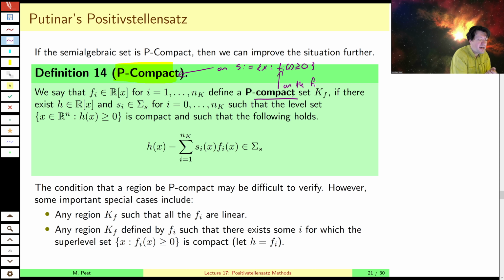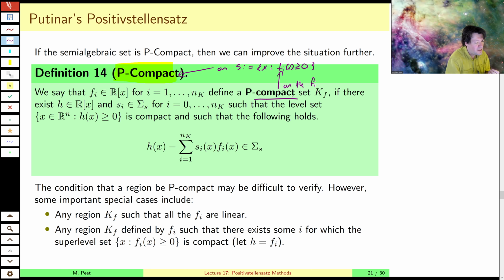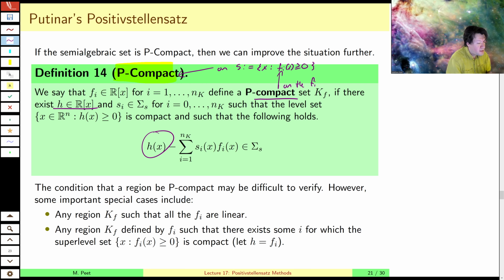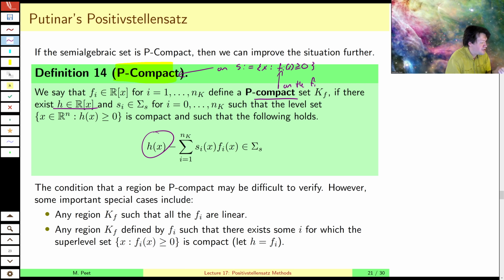So I say P-compact, but compact actually refers to a set constraint, and really what we're talking about here is a constraint on the functions. But it's dubious because the constraint on the functions itself is hard to describe. Basically, the constraint is that there exists a polynomial with compact level sets. That's a little bit hard to quantify. So there exists a polynomial with compact level sets.